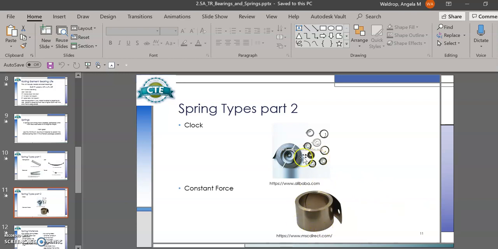The basic difference between these two is that a clock spring force varies, where a constant force spring force stays the same. It does this because the center in a clock spring stays stationary. It does not move. A constant force spring center moves with the spring.